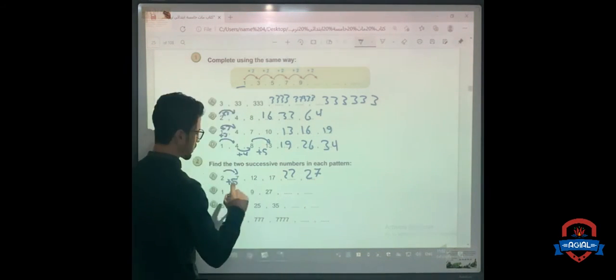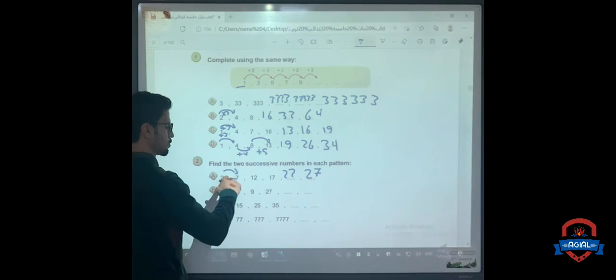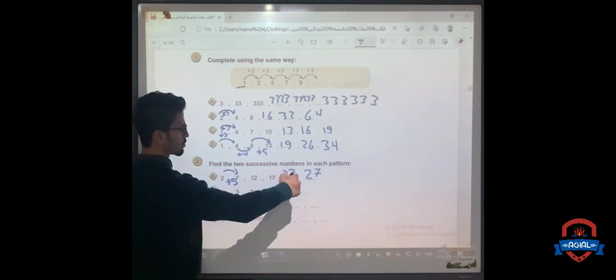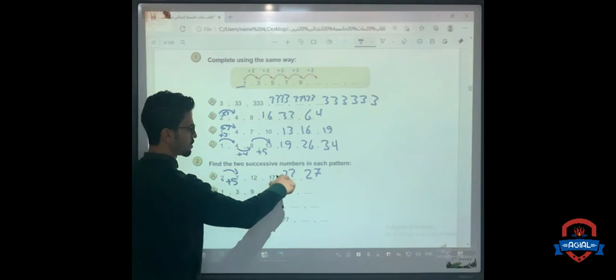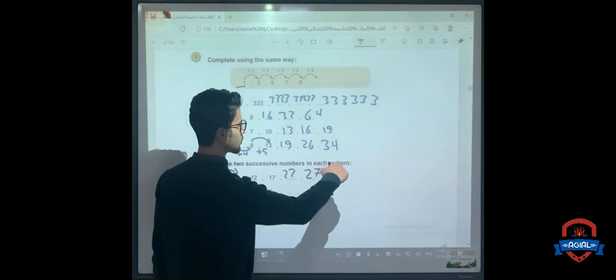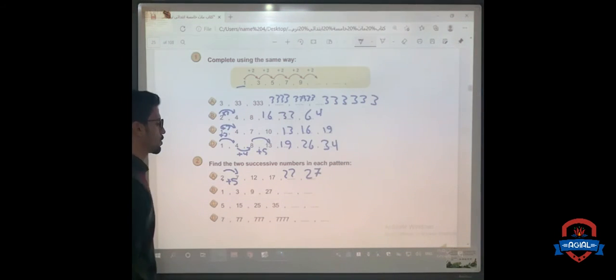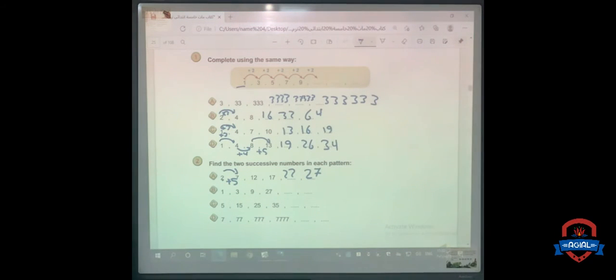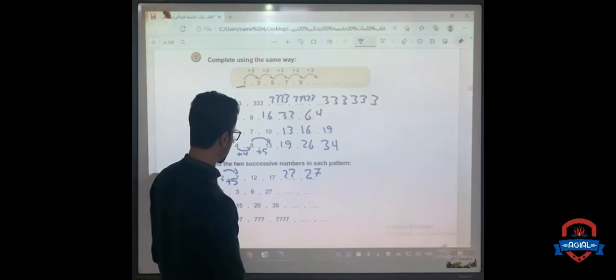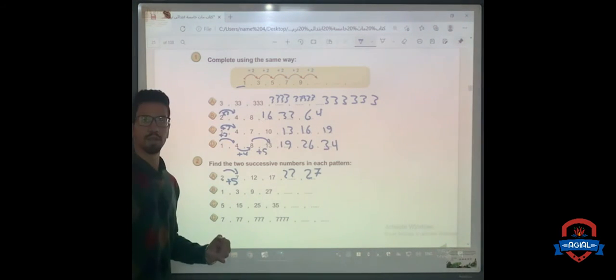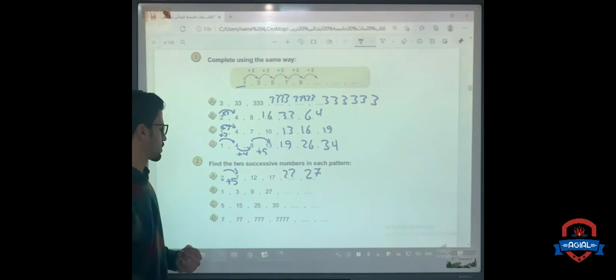And we notice that the units digit is 2, 7, 2, 7, 2, 7. Then we can say 2 and 7, 12 and 17, 22 and 27, 32 and 37, and so on, or we can say that we add 5. And in letter B, we have 1, 3, 9, 27.